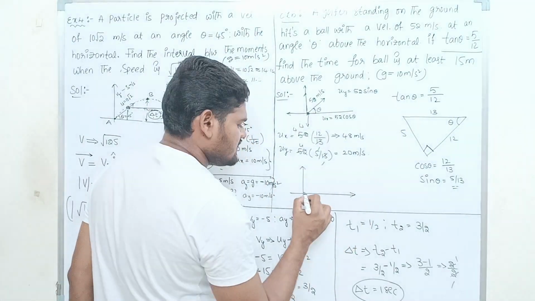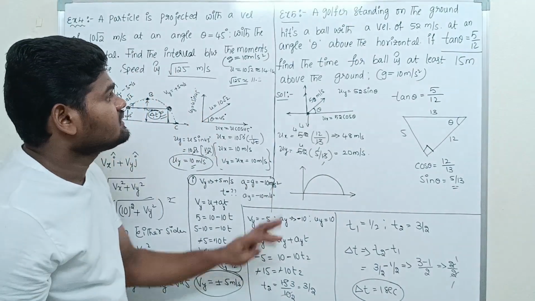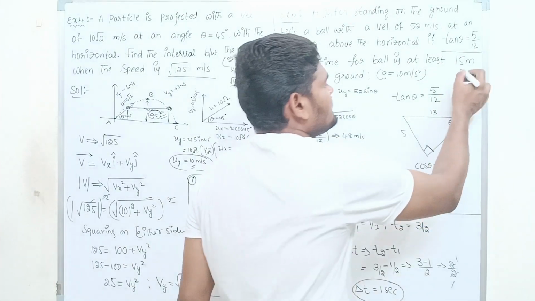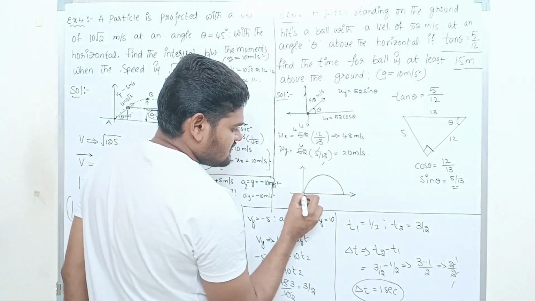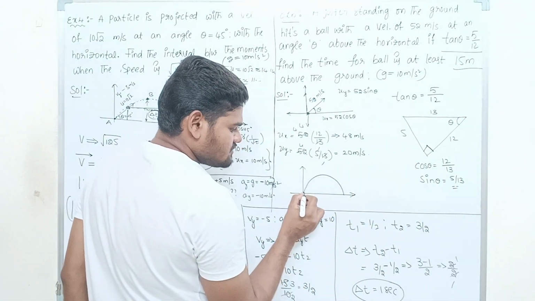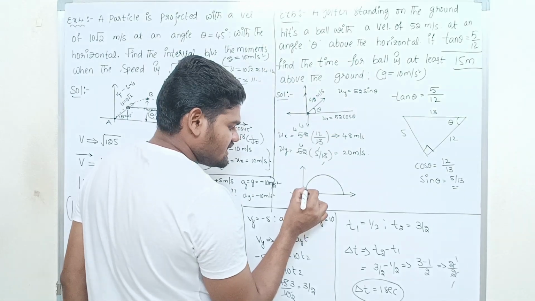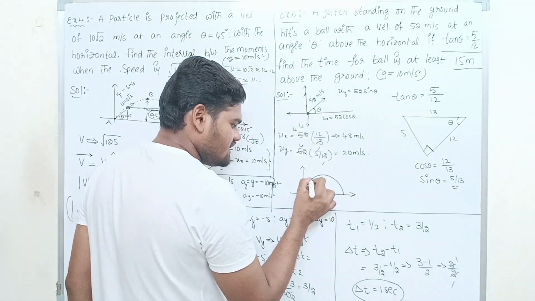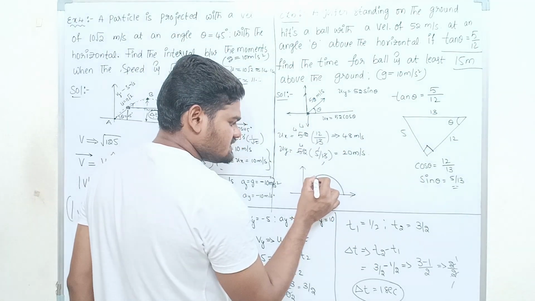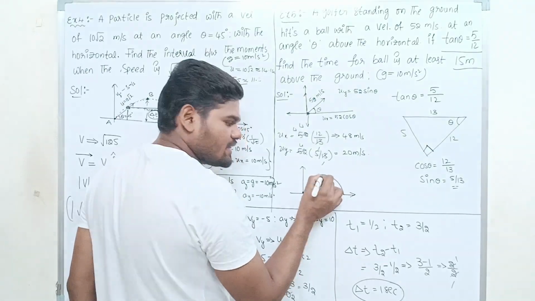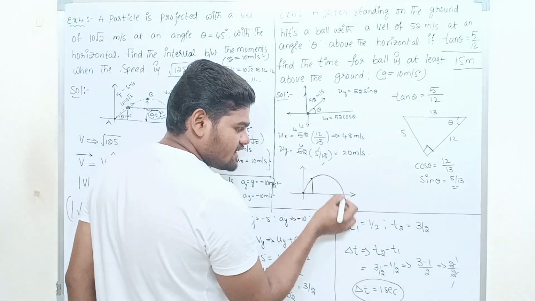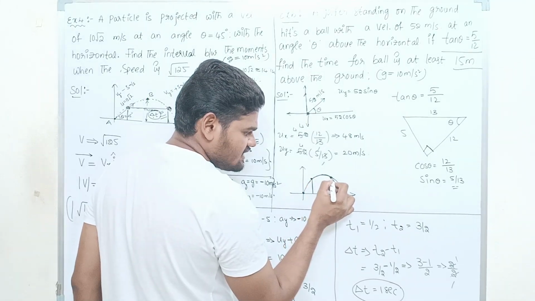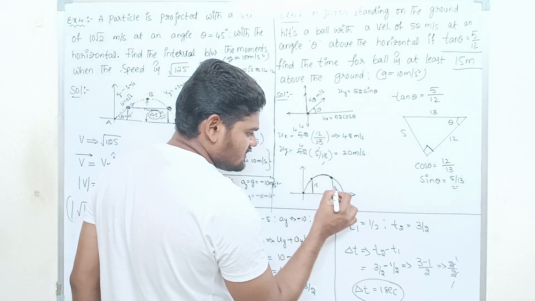What are they asking? The object makes a projectile motion. Find the time for which the ball is at least 15 meters above the ground. Let us consider the object in projectile motion: 0 meters, 1, 2, 3, up to 15. At this point its height becomes 15. Then 16, 17, up to 21. Let us consider the maximum height is 20 meters. Again, when it moves towards the ground, the height decreases: 19, 18, 17, 16, 15. Again it becomes 15. So here 15, here 15.